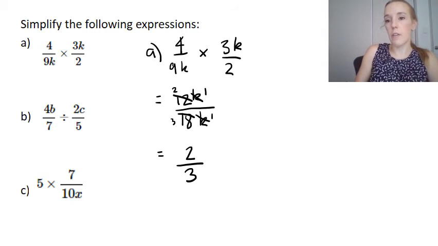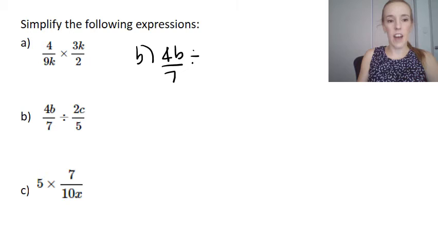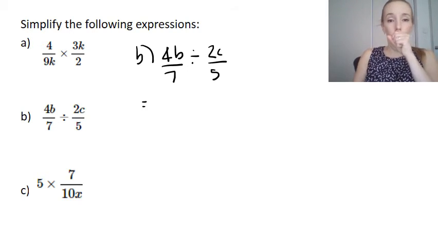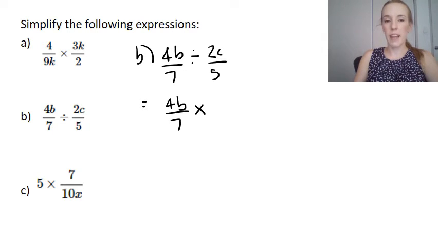I'll clear our screen and we can do B. So B is a division. So we've got 4b over 7 divided by 2c over 5. So we know what we have to do is we have to flip our second fraction, so do the reciprocal and turn it into multiplication. So change that to multiplication, flip our fraction, and from there we can solve. So 4b times 5 will give us 20b, 7 times 2c will give us 14c.